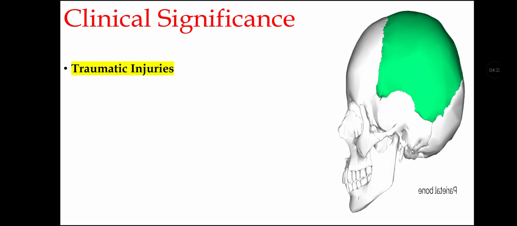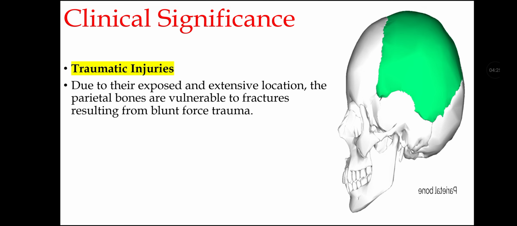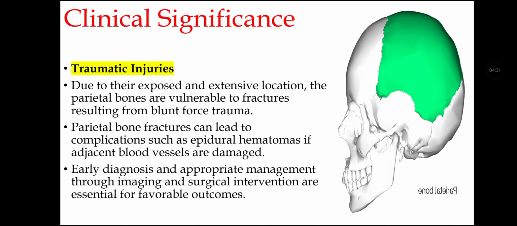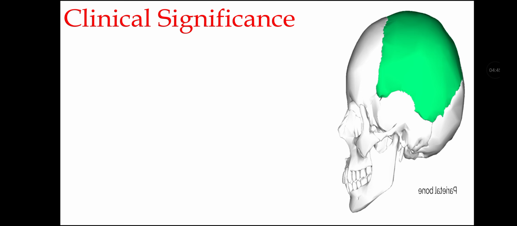Next, the clinical significance is in traumatic injuries. Due to their exposed and extensive location, the parietal bones are vulnerable to fracture resulting from blunt force trauma. Parietal bone fracture can lead to complications such as epidural hematomas if adjacent blood vessels are damaged. Early diagnosis and appropriate management through imaging and surgical intervention are essential for favorable outcomes.